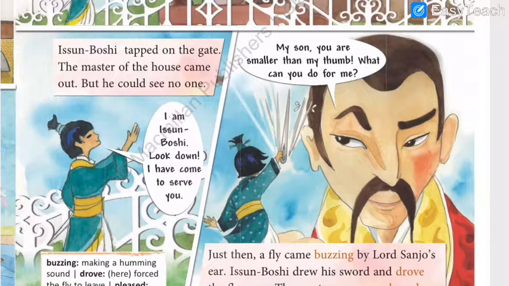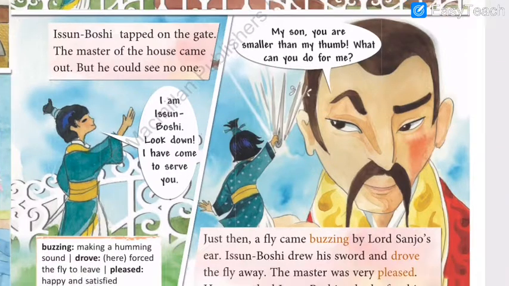What is the correct answer? The correct answer is, Ishubosi drove away the fly from near Lord Sanjo's ear. This is how he impressed Lord Sanjo.